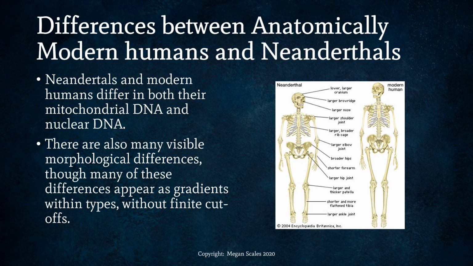So here on the graphic, you can see a list of things that are different. A lower, larger cranium, larger brow ridge, larger nose, larger shoulder joint, larger, broader rib cage. You can see that the rib cage kind of flares out at the bottom. Larger elbow joint, broader hips, shorter forearm, larger hip joint, larger and thicker kneecap, shorter and more flattened tibia, and a larger ankle joint.